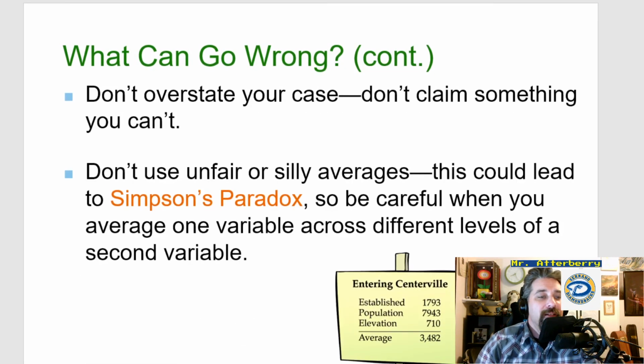Okay. Last but not least, don't overstate your case. Don't claim something you can't. Don't use unfair or silly averages. This could lead to Simpson's paradox. So be careful when you average one variable across different levels of a second variable.